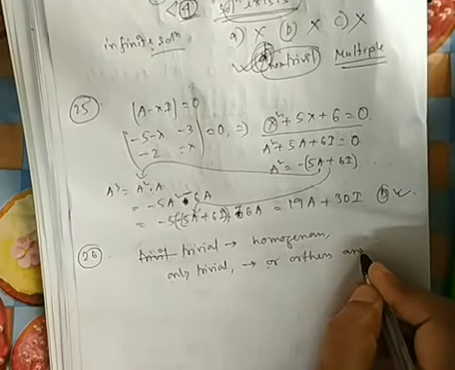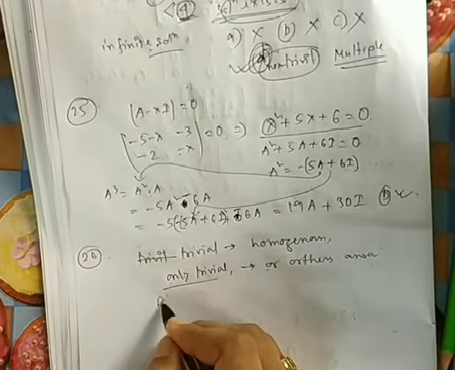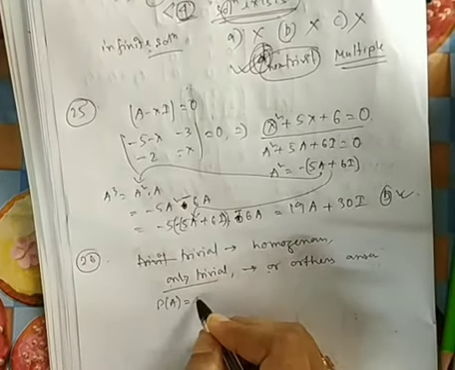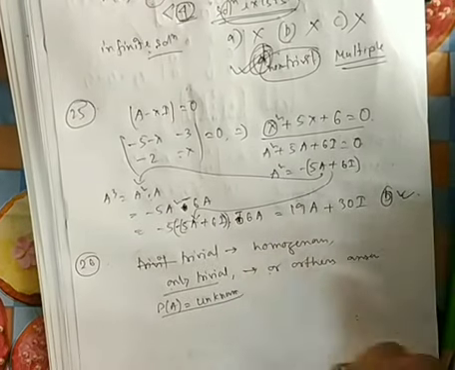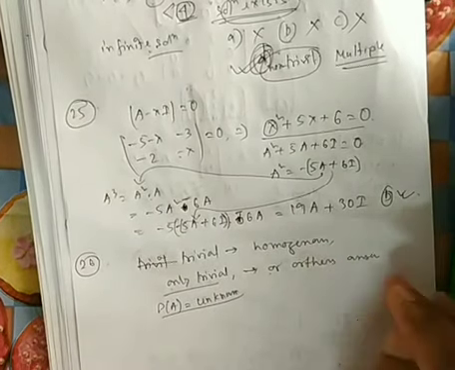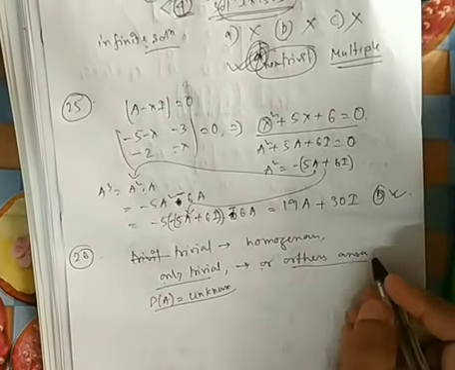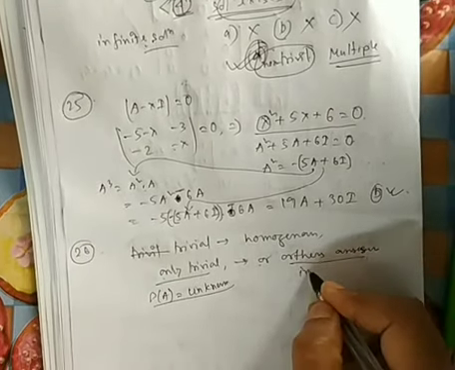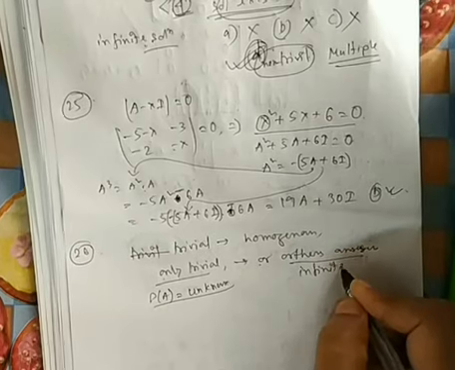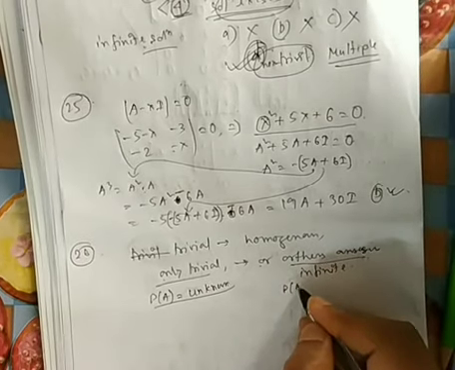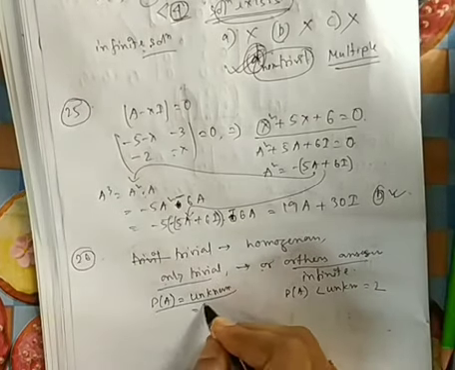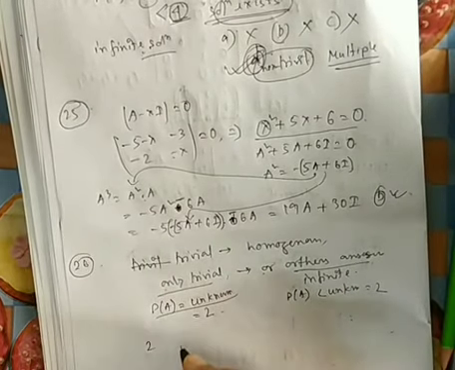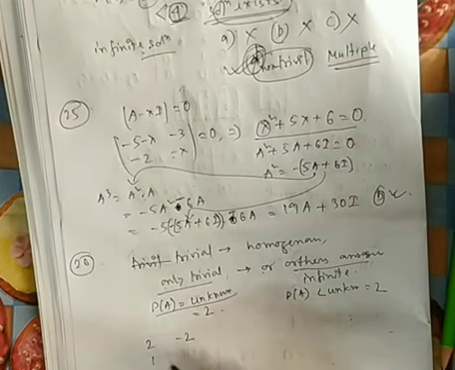Only trivial will come only when rank will be equal to the number of unknowns. That means unique solution. So in case of homogeneous, unique solution is the trivial solution. No other solution exists. And other answers will come if it is infinite solution. So that will be when the rank is less than the number of unknowns. So here unknown is 2 and here unknown is 2. That means you have to calculate the rank.